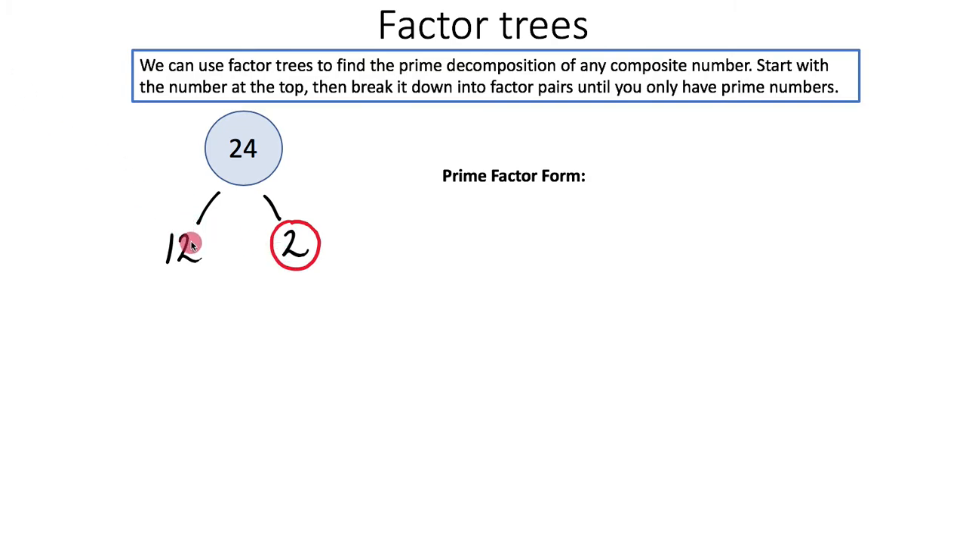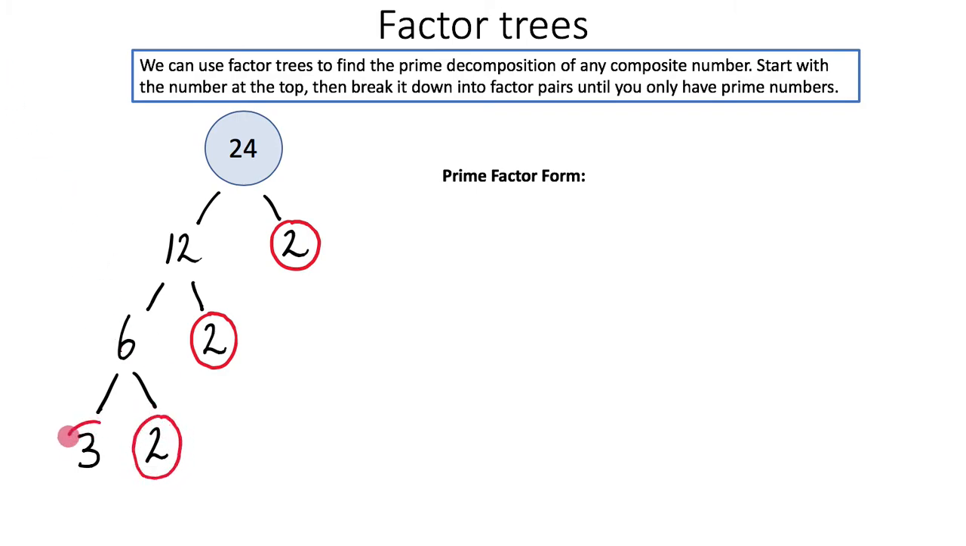But I have 12, which is a composite number, so that means it can be broken down more. It can be broken down into 6 and 2, because 6 times 2 is 12. I'm going to circle this 2 because it is a prime number. Then I'm going to come to 6, that's a composite number, so I'm going to break it down into 3 and 2. I now am going to circle these, circle, circle, and now I have my prime decomposition.